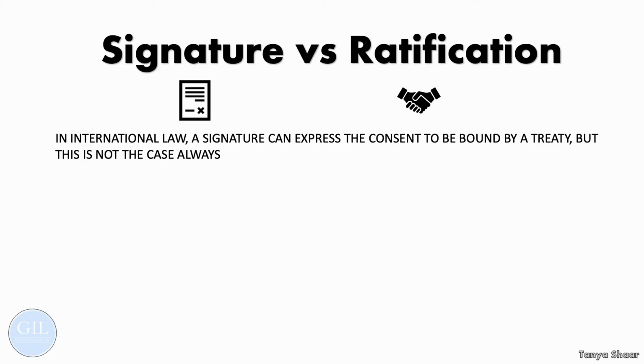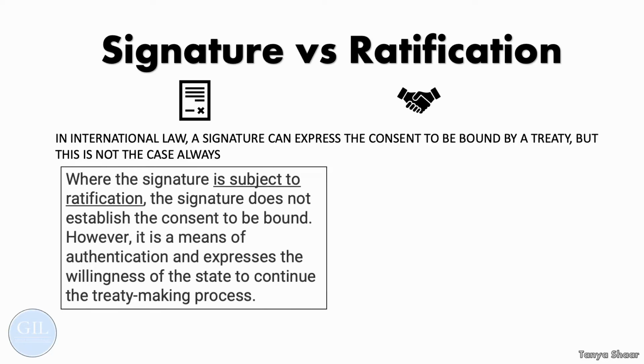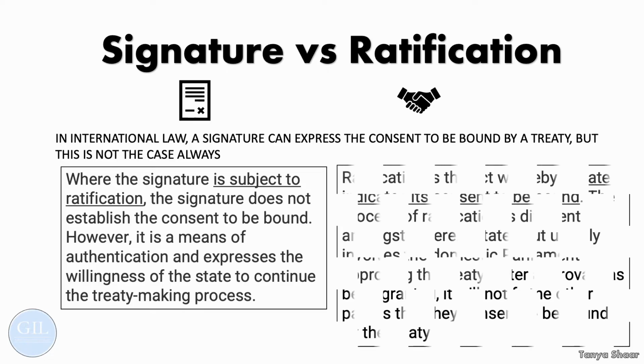In international law, a signature can express the consent to be bound by a treaty, but this is not always the case. In certain cases, consent will only occur when the signature is subject to ratification. Here, the signature does not establish the consent to be bound, but will only act as a means of authentication, which expresses the willingness of the state to continue the treaty-making process. Thus, in order for a state to express their consent, this signature must be ratified.